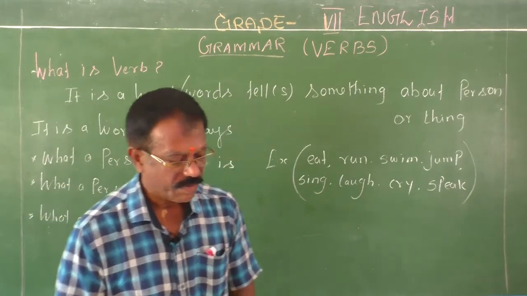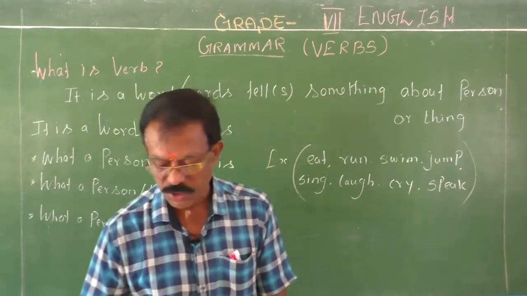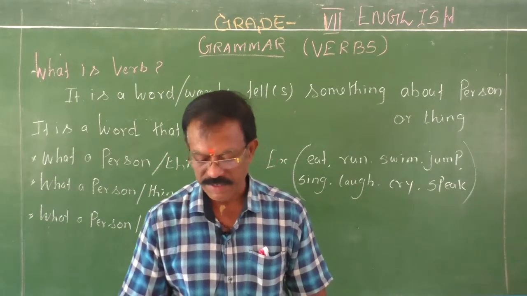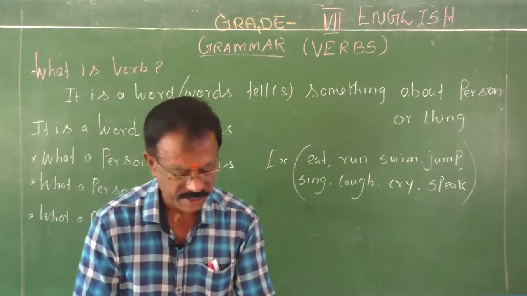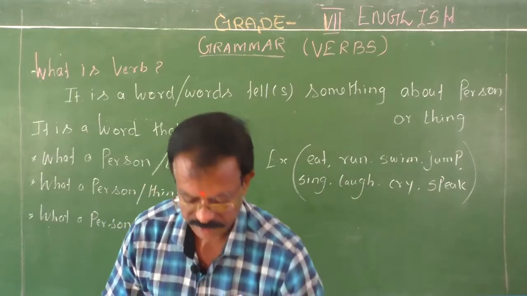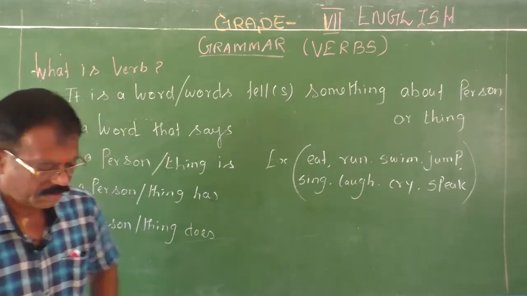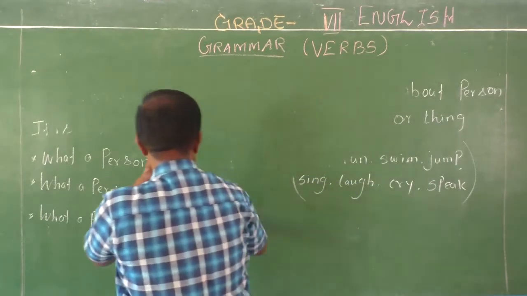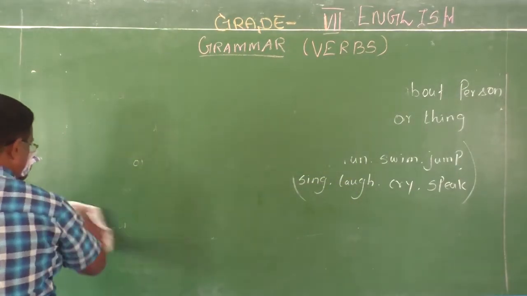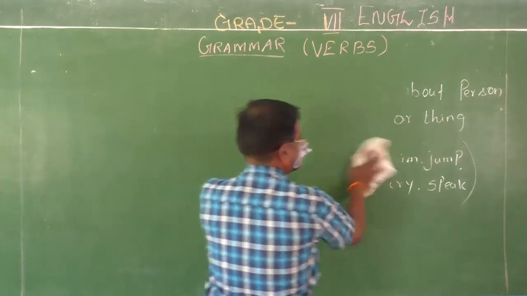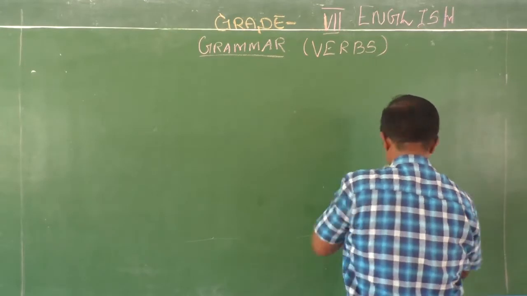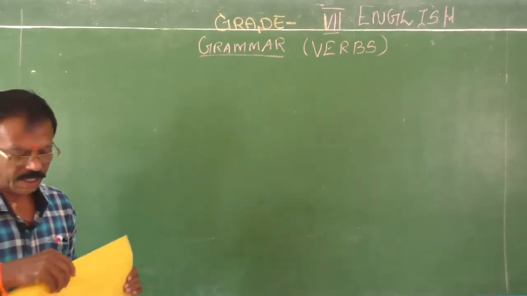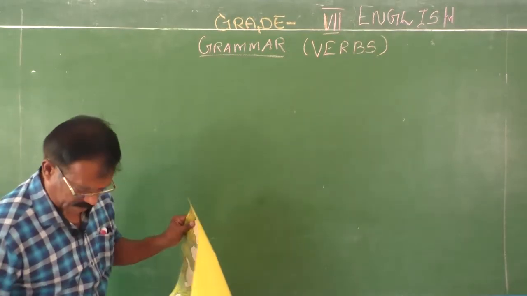Okay, children. So a verb is an action word, but not only that, it also shows the position and possession of a thing. Now, for your better understanding, I will write some sentences which you have seen in the pictures. Okay, children, listen to me very carefully. What have you seen in the picture? In the first picture, I will write sentences about what you have seen. Listen to me.